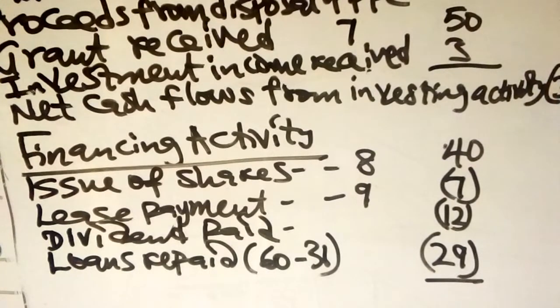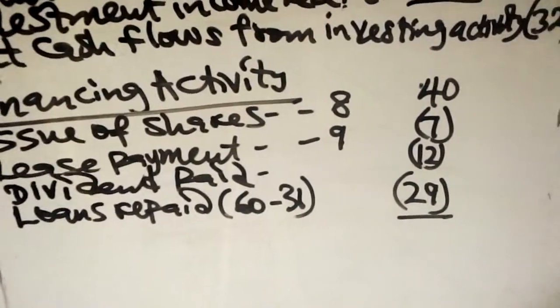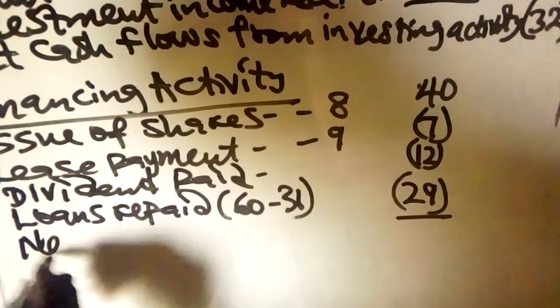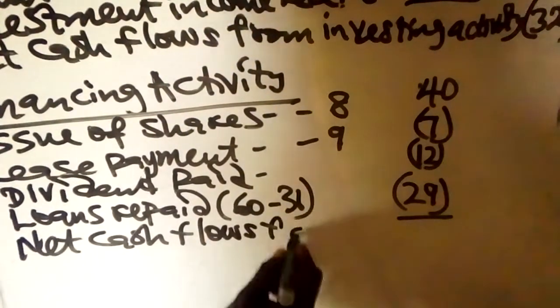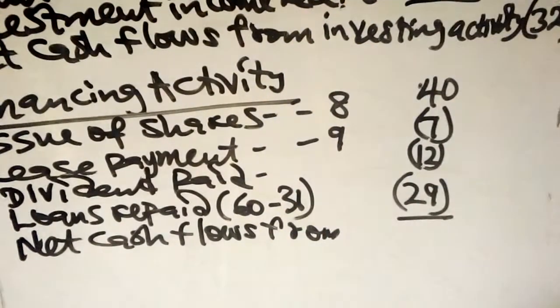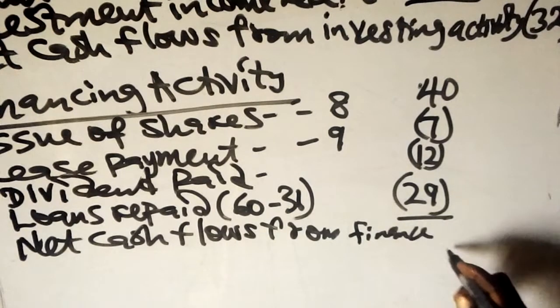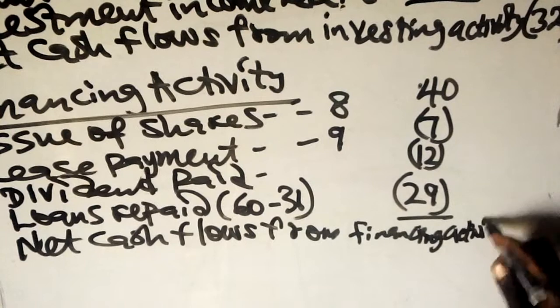So after this, we have 40 minus 7 minus 12 minus 29. Then the difference is 8 negative. So that is net cash flows from financing activity, or decrease in cash. Financing activity, the difference is 8 negative.